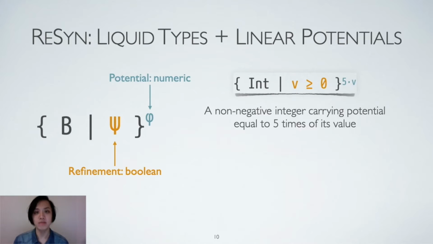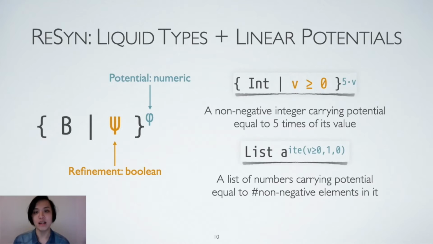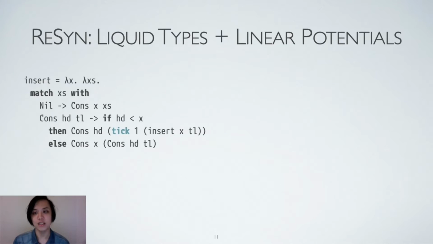Potential annotations can also be conditional. The type just shown on the slide describes a list of numbers, where each non-negative element carries 1 unit of potential. With this construct, Tristan is able to express and verify value-dependent linear resource bounds.